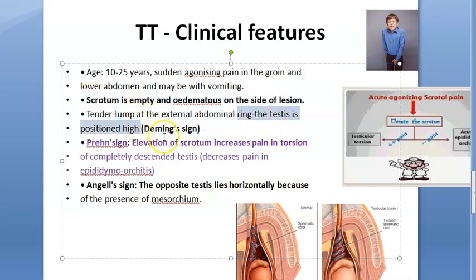Why is the testis high? Because of the torsion, it has got pulled up, right? Prehn's sign: if you elevate the scrotum, it increases the pain in testicular torsion. Angel's sign: the opposite testis lies horizontally because of the presence of mesorchium. What are they trying to say here? That means the normal one is having mesorchium.